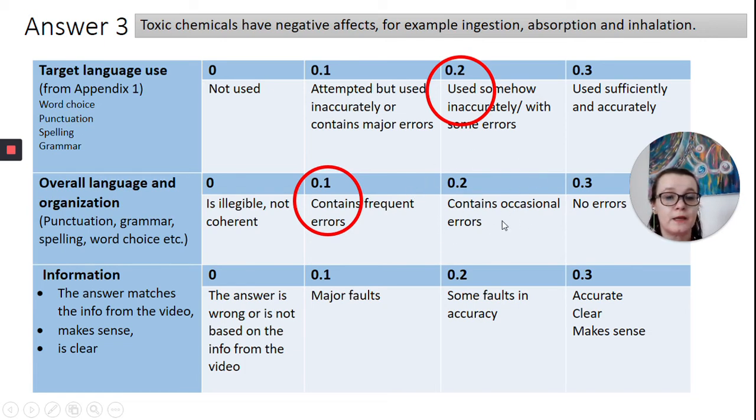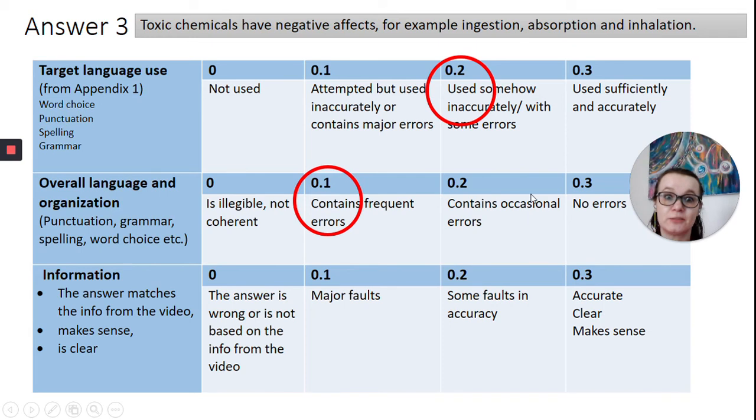Yeah, it doesn't make much sense, but it refers to information. But grammatically it's okay. This error here refers to the mistake in the target language use. So we have already deducted it from there, so we cannot penalize it here. Yeah, 0.2, of course.